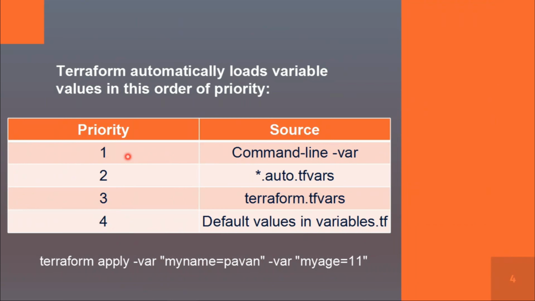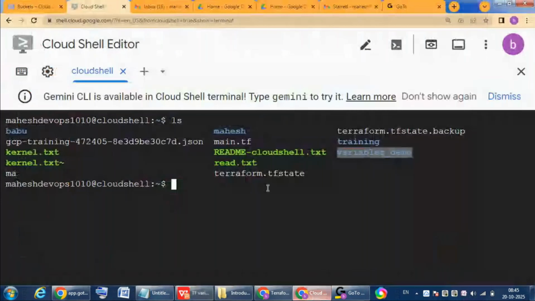Let's see practically how we can show these things clearly on the cloud console. Let's jump into the practical demo session. Let's go back to our Cloud Shell editor. In the Cloud Shell editor, I have already created a folder with the name variables demo. We are going to use this folder.